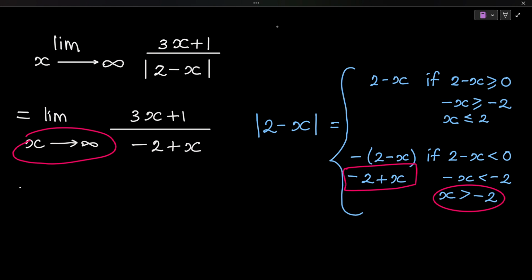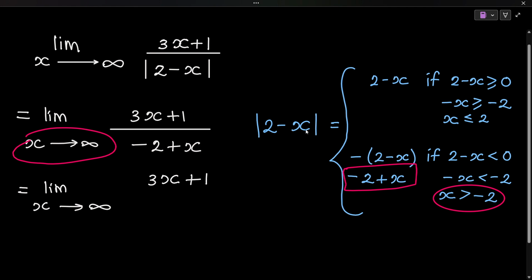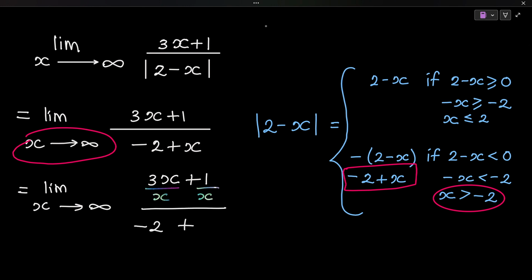Now from here, we're just going to apply our basic rules of limits at infinity, where we look for the term in the denominator with the highest power of x, which in this case is just x. So we are going to divide every term by that value. So every term will be divided by x. And we do the same thing in the denominator.